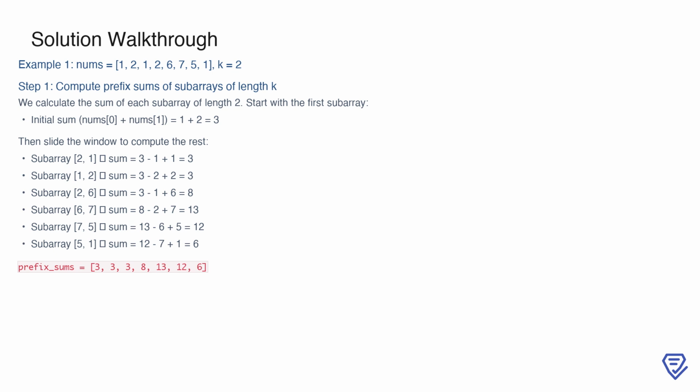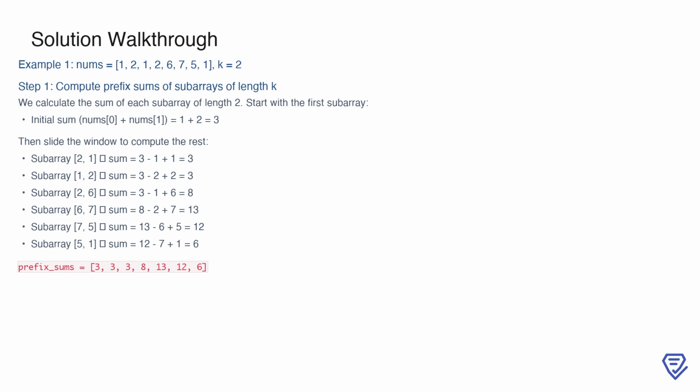Then, we slide the window to compute the next subarray sums. For the subarray 2, 1, we update the sum by subtracting the first element of the previous window and adding the new element, resulting in 3. Using this sliding window approach, we continue calculating for all subarrays. 1, 2 gives 3, 2, 6 gives 8, 6, 7 gives 13, 7, 5 gives 12, and 5, 1 gives 6. Collectively, these sums form the prefix_sums array 3, 3, 3, 8, 13, 12, 6.